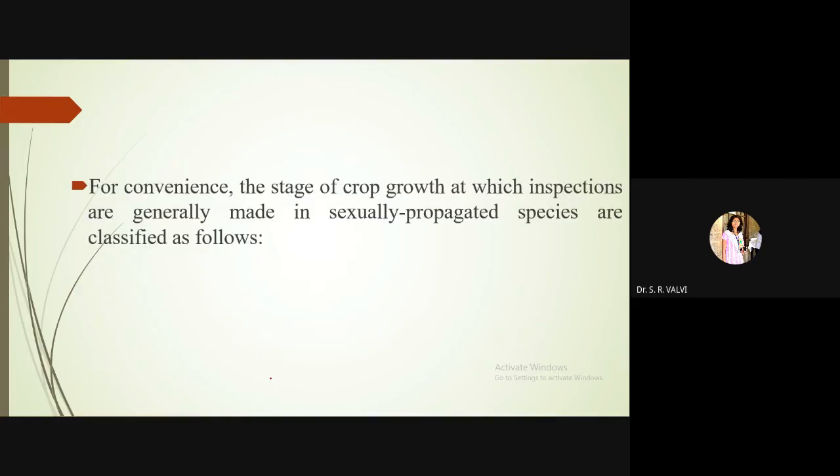Then, for convenience, the stages of crop growth at which inspections are generally made in sexually propagated species are classified as follows. In my next slide, I am going to show you at which particular stage of a crop you have to make your inspections. These are the stages for sexually propagated species, right? So see here which are those stages and what inspection you have to make, what you have to observe.